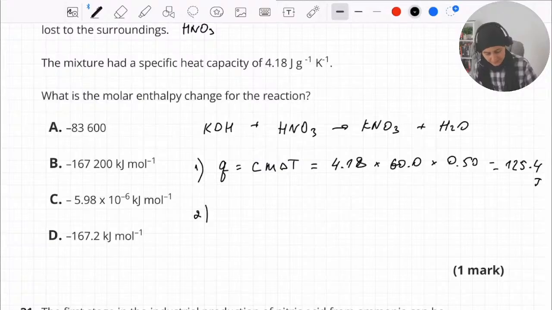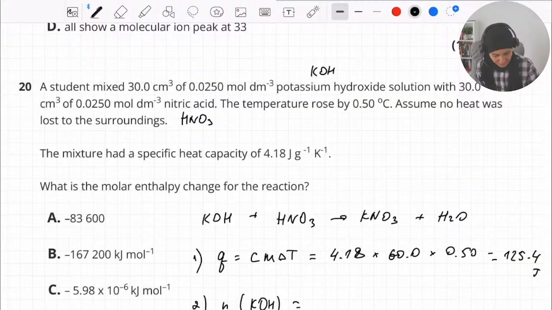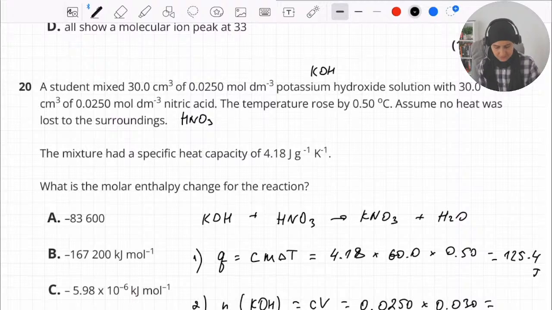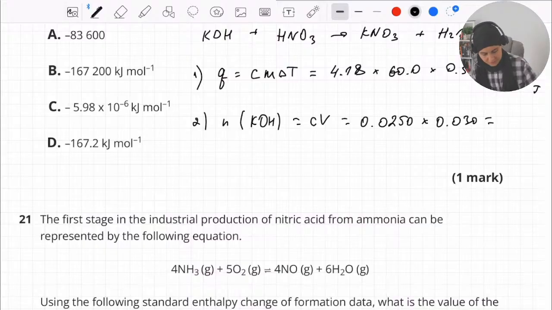Then we find the moles of the limiting reactant. Here we don't have a limiting reactant, the moles are the same, so I can find the moles of either KOH or HNO3. That's concentration times volume, so 0.025 times the volume in cubic decimeters, 30 divided by 1000, that's 0.03, which gives 7.5 times 10 to the negative 4.